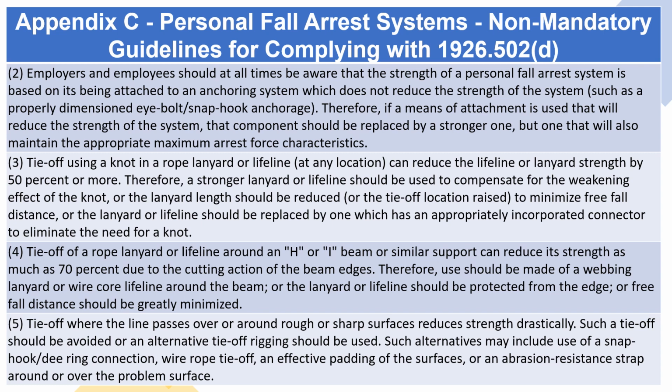Employers and employees should at all times be aware that the strength of a personal fall arrest system is based on its being attached to an anchoring system which does not reduce the strength of the system, such as a properly dimensioned I-bolt/snap hook anchorage. Therefore, if a means of attachment is used that will reduce the strength of the system, that component should be replaced by a stronger one, but one that will also maintain the appropriate maximum arrest force characteristics.